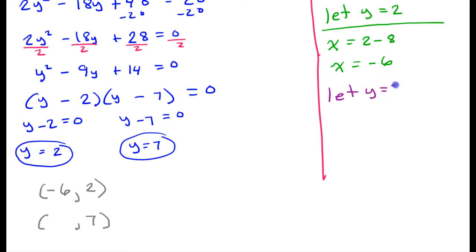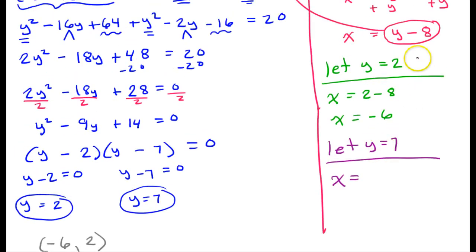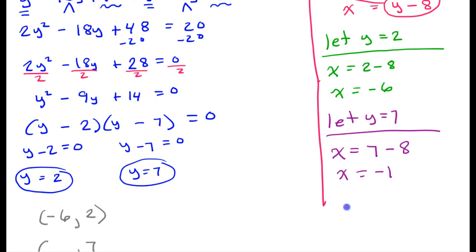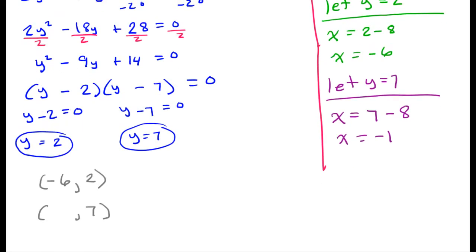So now let's go back again, and this time we will let y equal 7. Okay, if y equals 7, then x is equal to 7 minus 8. So x is equal to negative 1. So that gives us another solution, negative 1 comma 7. So this should be our final answer.